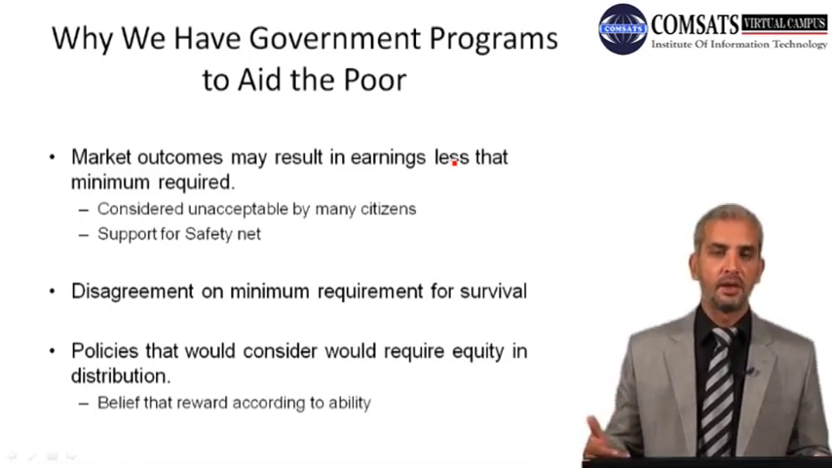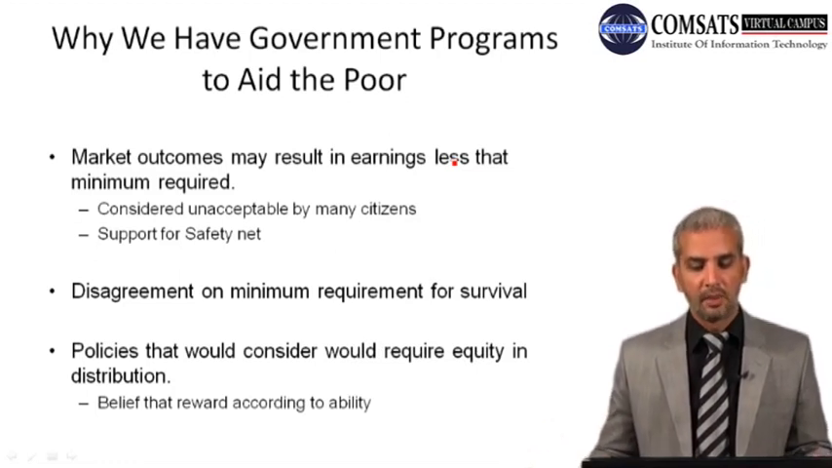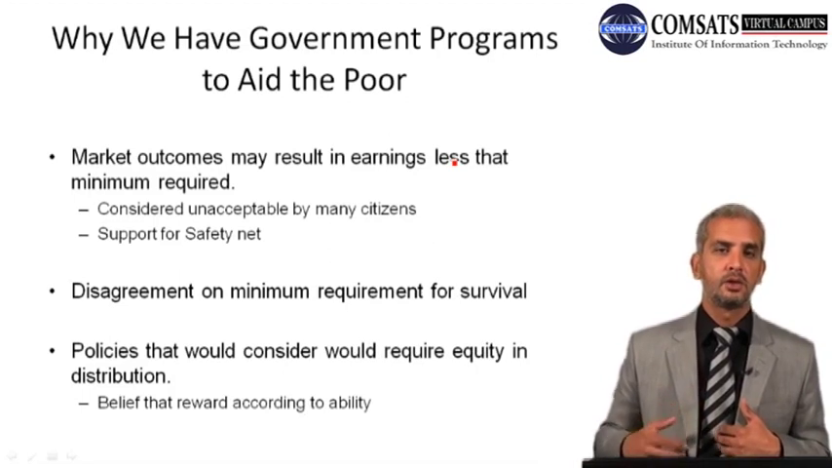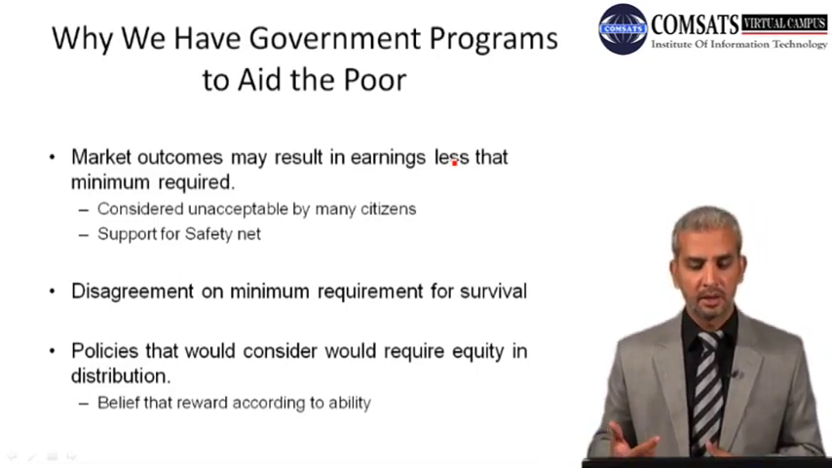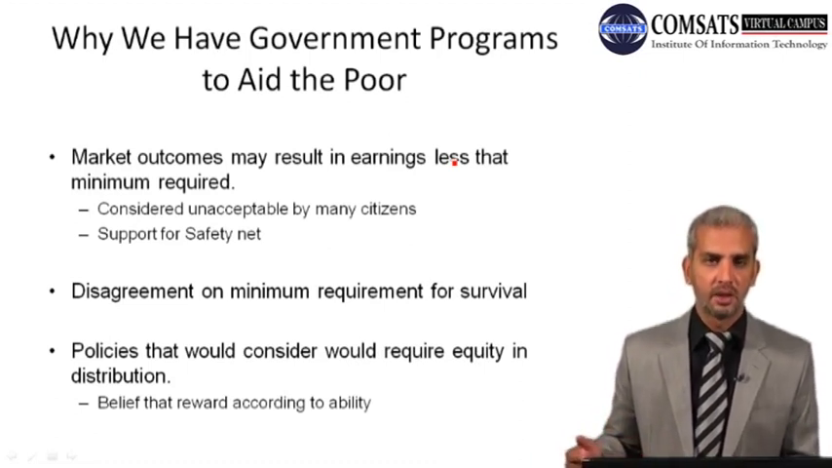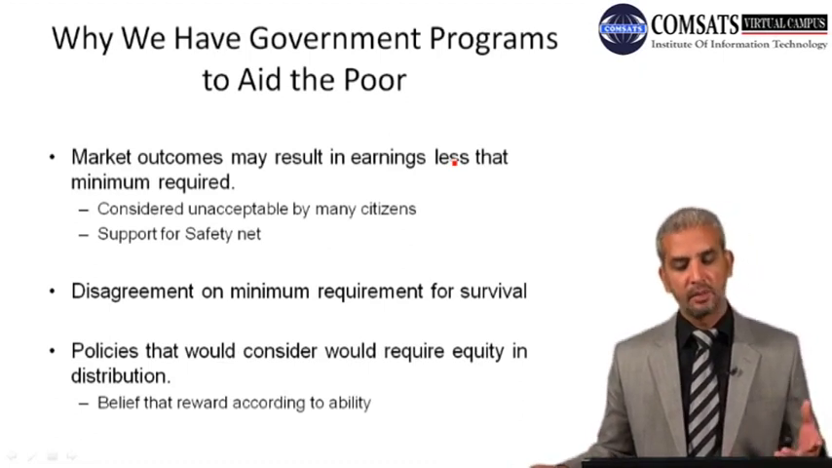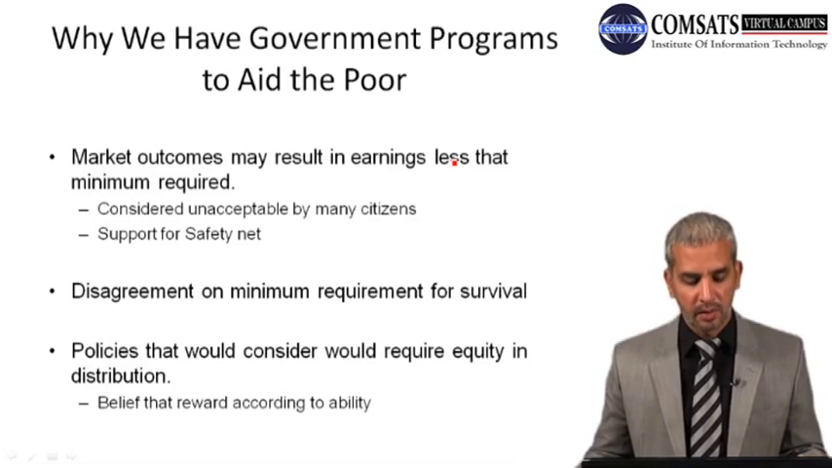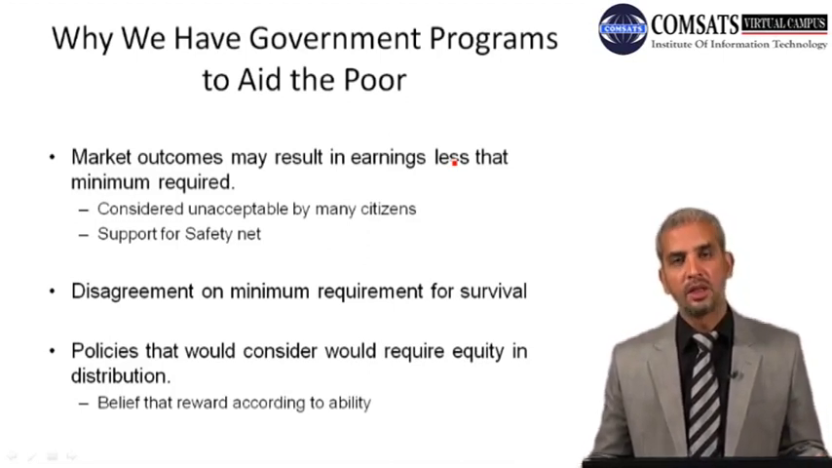Now, why would we have government programs to aid the poor? Market outcomes might result in earning less than the minimum required. If that is the fault of the market and not of the individual, then it is a social responsibility to support that individual. It is considered unacceptable by many citizens, and there is a need for a safety net. No doubt there is a debate over the minimum level of survival, but we went through that once. So, policies that would require equity in distribution.